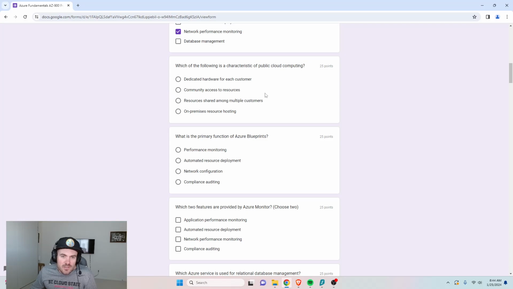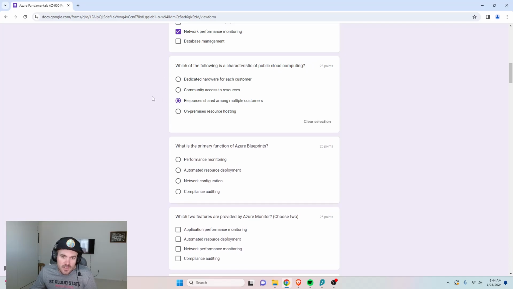Community access to resources. This isn't really the definition of public cloud computing. It's kind of confusing, but essentially, with public cloud computing, the key premise is that you're sharing resources with other customers, right? When we think about economy of scale and the shared responsibility, that all comes from the physical resources that Azure is hosting and maintaining being shared with multiple customers. So I'm going to go with that one.